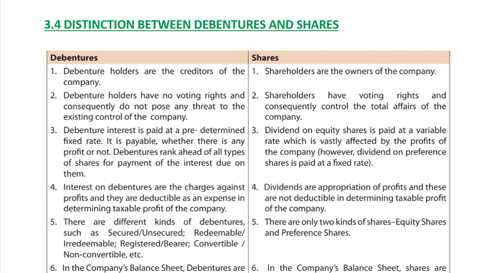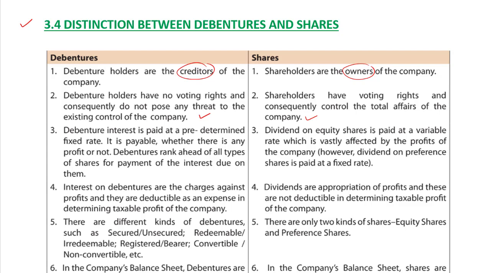Distinction between debentures and shares. Debenture holders are the creditors of the company. Shareholders are the owners of the company. Debenture holders have no voting right and consequently do not pose any threat to the existing control of the company. Shareholders have voting rights and consequently control the total affairs of the company.